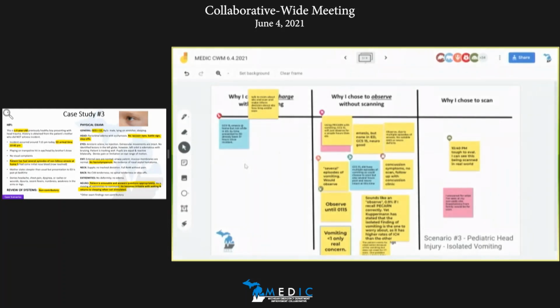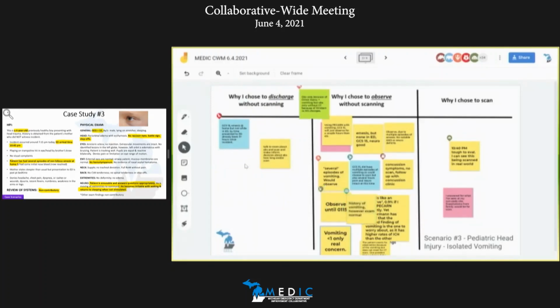Okay. How about the yellow sticky on that same one? So one of the ones on why they chose to scan is 10:40 at night, tough to evaluate. I can see this being scanned in the real world. Okay. Yeah. And I want to comment on that because I think there are a lot of situations where sometimes children are just hard to evaluate at the time of bedtime when they're already lethargic.